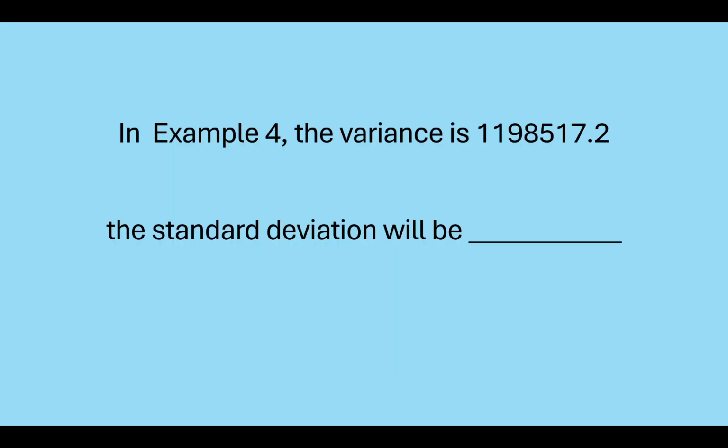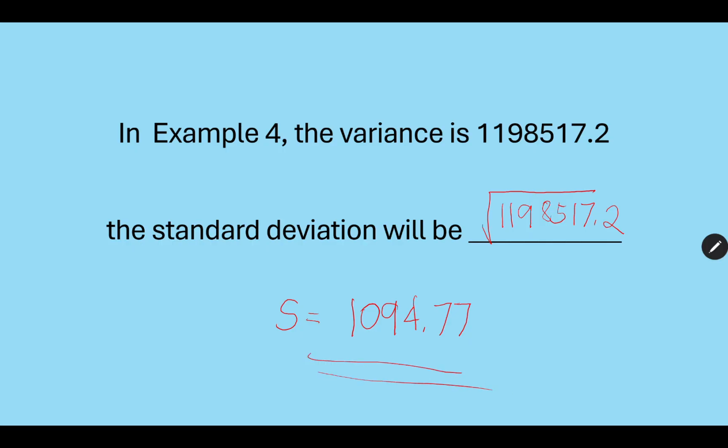So for example 4, since the variance is equal to 1,198,517.2, then the standard deviation will just be the square root of 1,198,517.2. So our standard deviation is equal to 1094.77. Okay, so I guess that would be all.